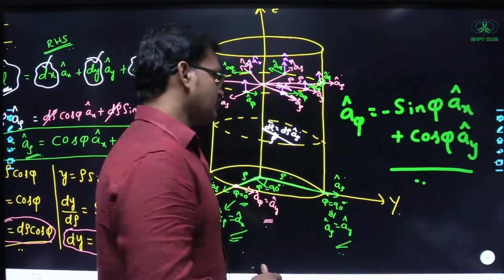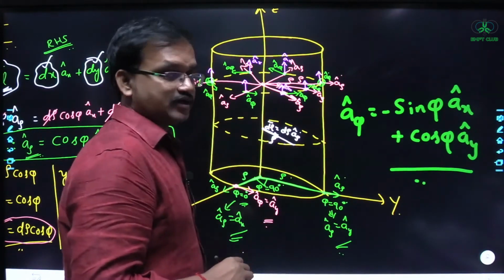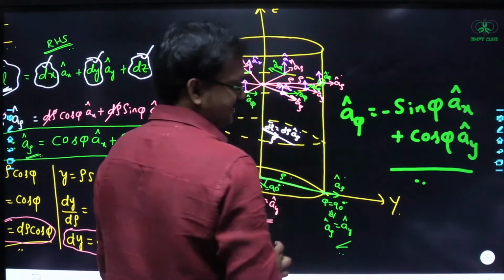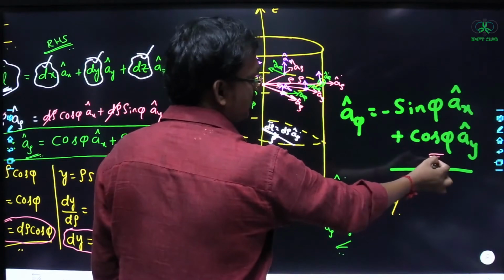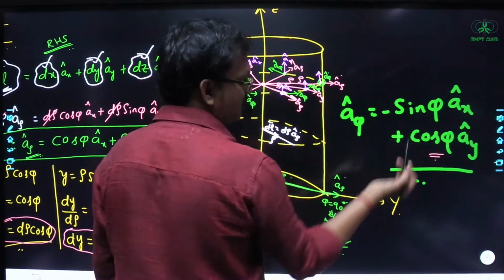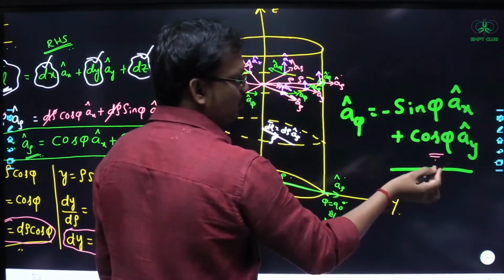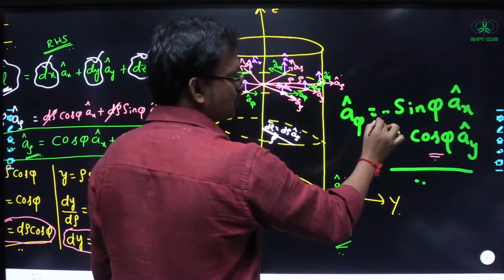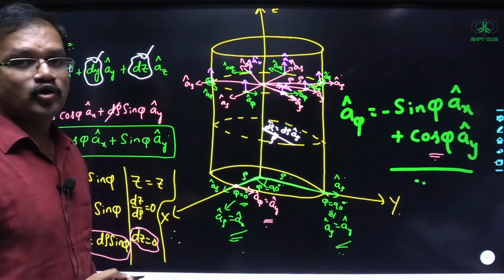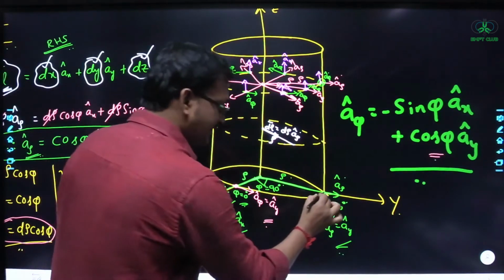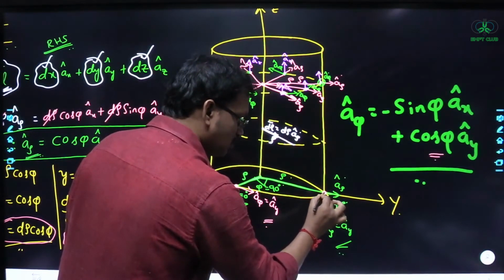Next, if you put phi equal to 90 degrees here, this y component term will become 0, cos 90 will be 0, sin 90 will be 1, and here you are having minus, so you are going to get minus ax cap. So a phi cap will become equivalent to minus ax cap.